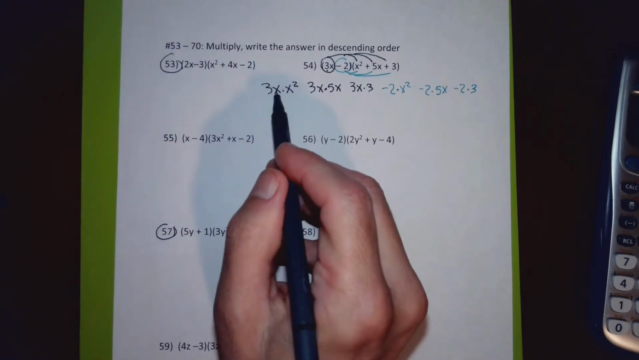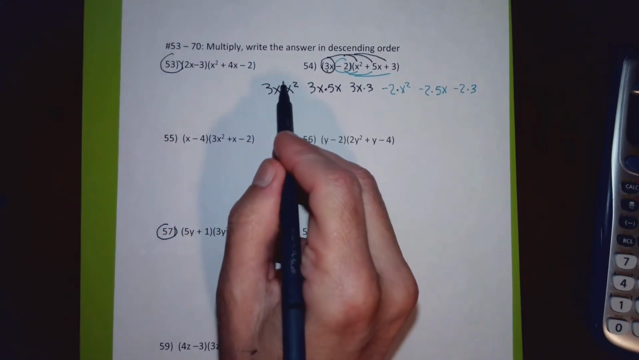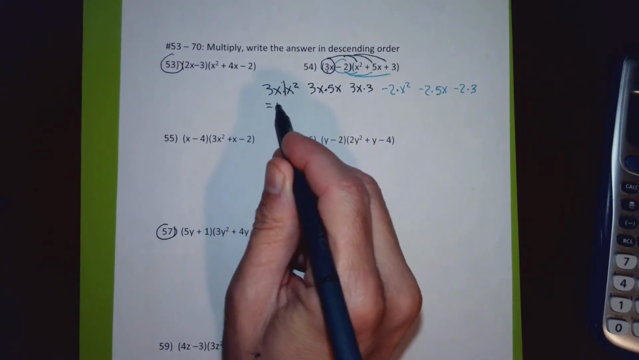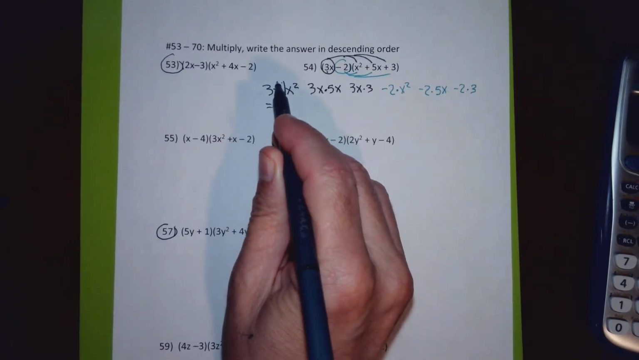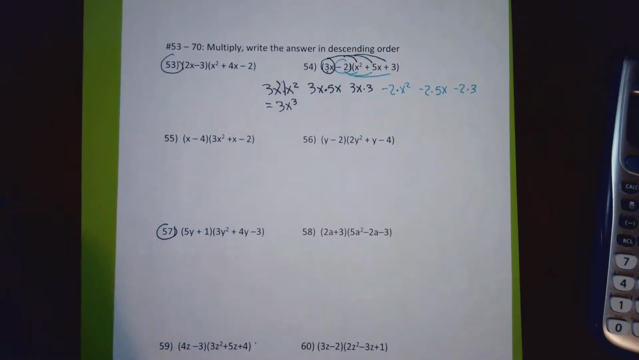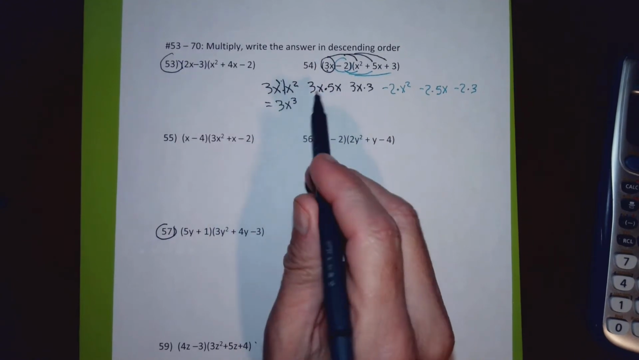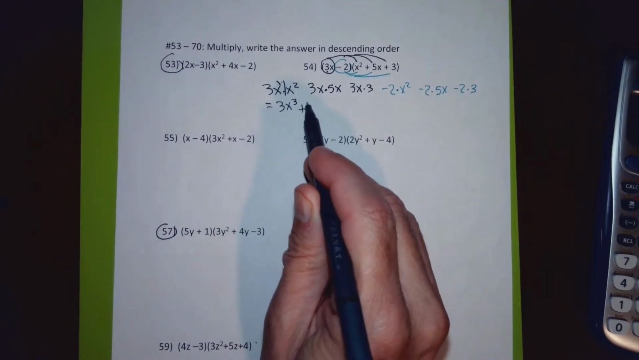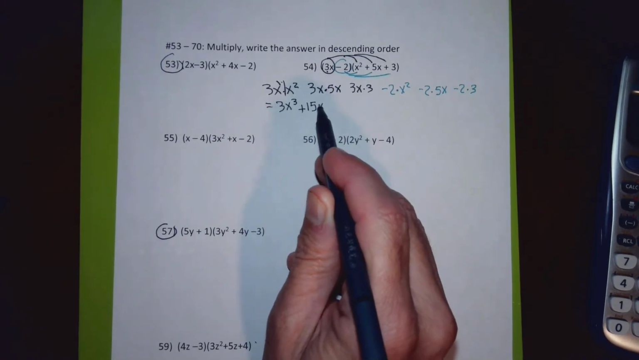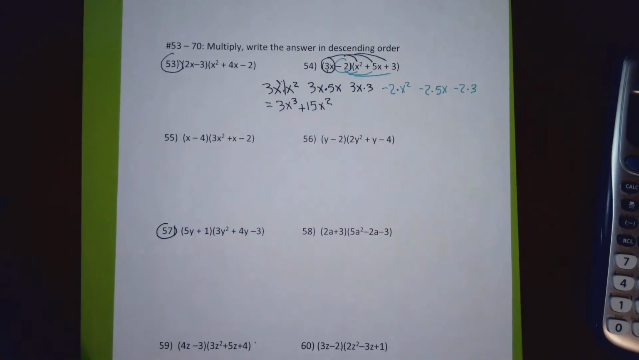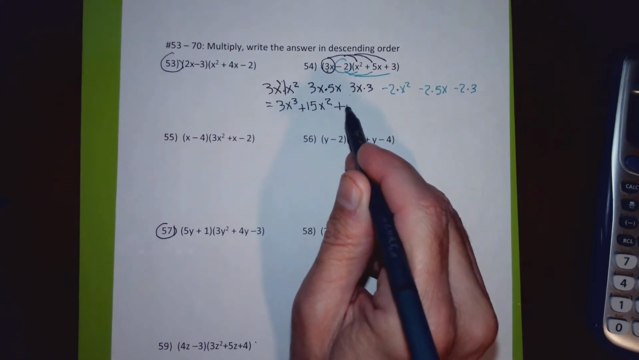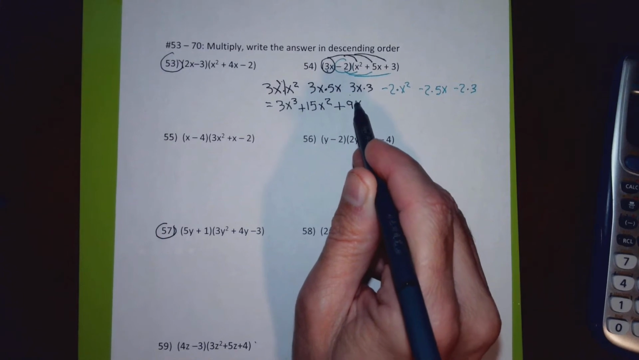First multiplication, there really isn't a coefficient of the x squared, or it's an implied 1. I'm going to multiply 3 times 1 and get 3. I'm going to add the exponent implied of 1 to the exponent of 2 and get an x cubed. Second multiplication, I multiply 3 times 5 and get a positive 15. I add the 1's that are implied on the exponents of the x's and get an x squared. Third multiplication, I multiply 3 times 3 and get positive 9, and I leave the x.